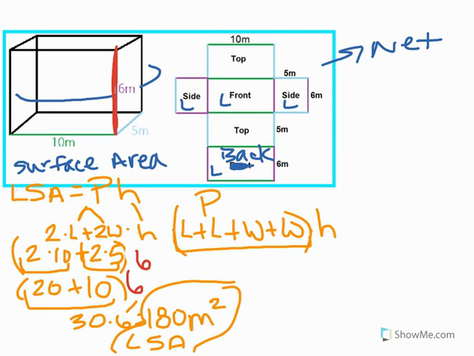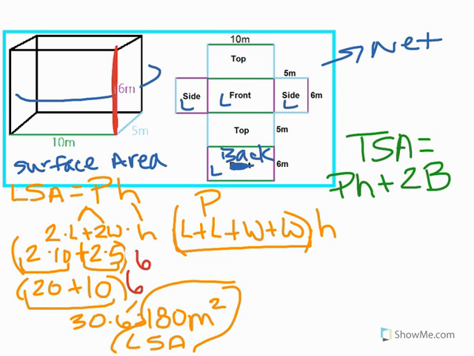Now let's talk about the other formula for the total surface area. To find the total surface area, the only thing I'm going to do is take the capital P times the H, which is the perimeter of the base times the height, and add it to the area of my two bases. So that formula is actually capital P times H plus 2 times the area of the base. The reason why it's 2 times the area of the base is because I have 2 bases. I have my bottom and I have my top.